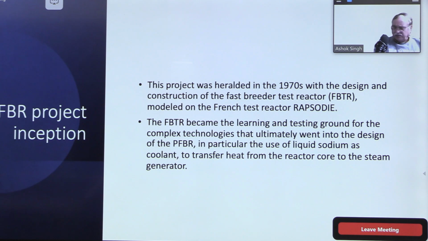And that experience is now being used in the PFBR, particularly the use of liquid sodium as coolant to transfer heat from the reactor core to the steam generator. This is one of the key technologies involved here, and it is extremely important. This is the basis of PFBR.